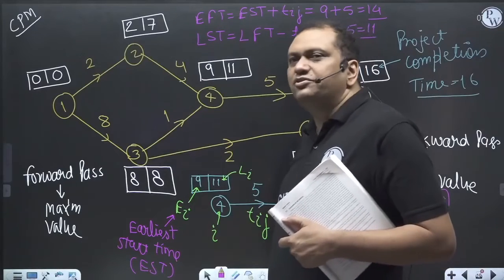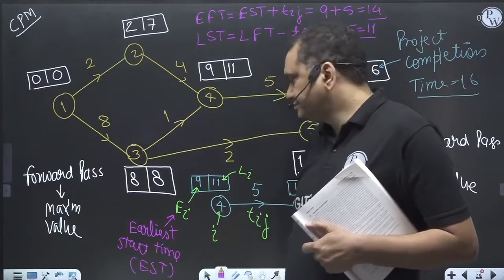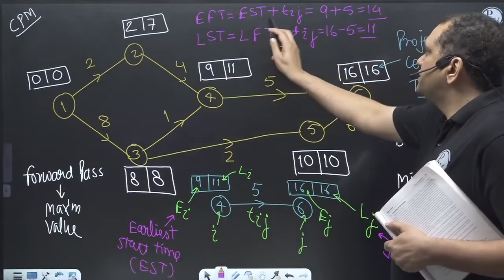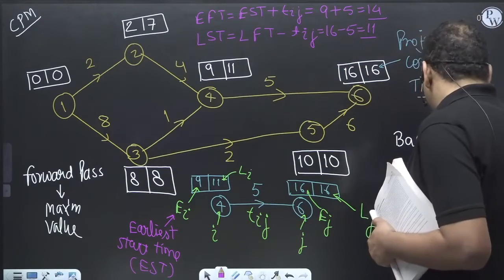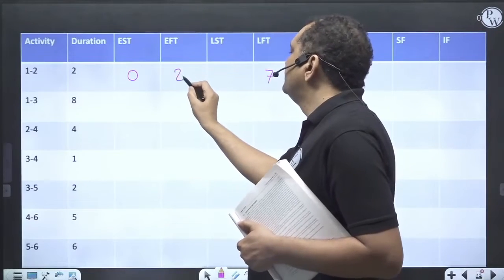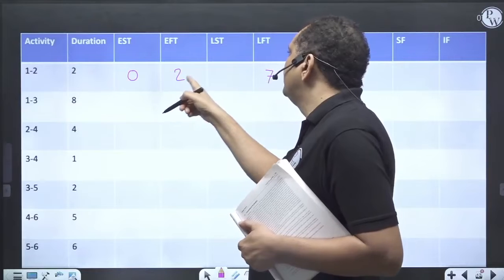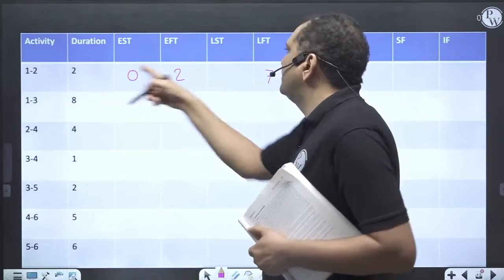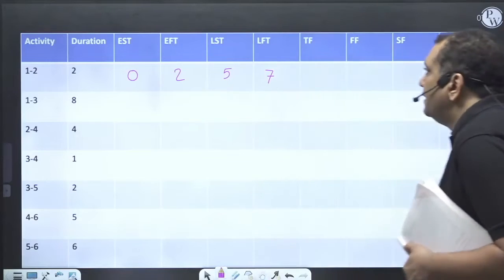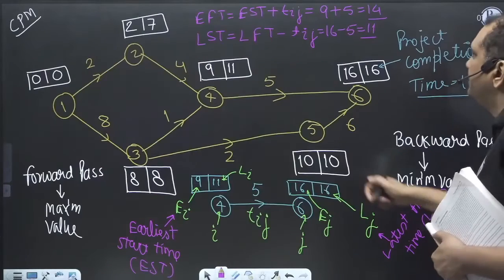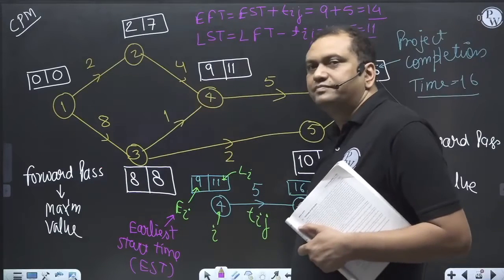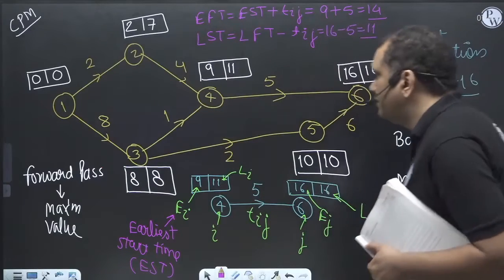Activity consumes 2 unit time. So earliest finish is earliest start plus Tij. Earliest finish is 2. 0 plus 2 is 2. Latest start is 7 minus 2. Correct? Latest start time is latest finish time minus Tij. Tij is 2. Correct?